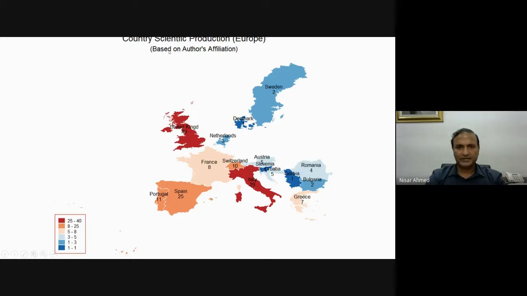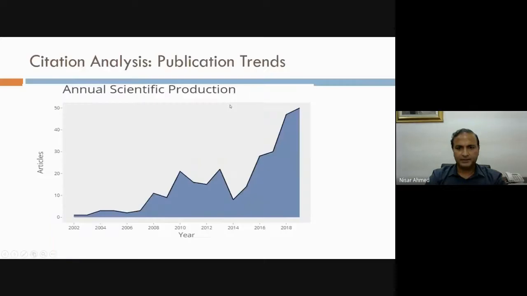Next is, again, based on the author affiliation. And then you can also see the annual productivity or number of publications over the years. So you can see that until 2014 there were not many papers on this topic, but after 2014 you see a very sharp growth in the number of publications on this topic.